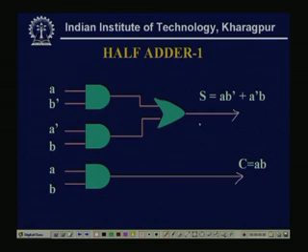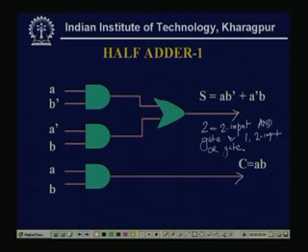So, just to generate the sum, there are two 2-input AND gates and one 2-input OR gate. And in the carry part, only one 2-input AND gate. That is my circuit.